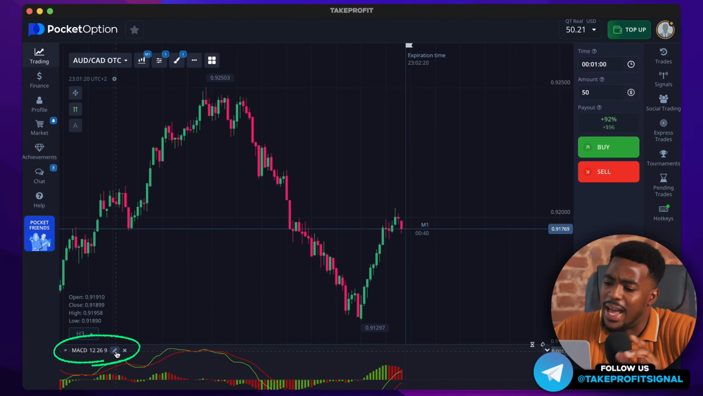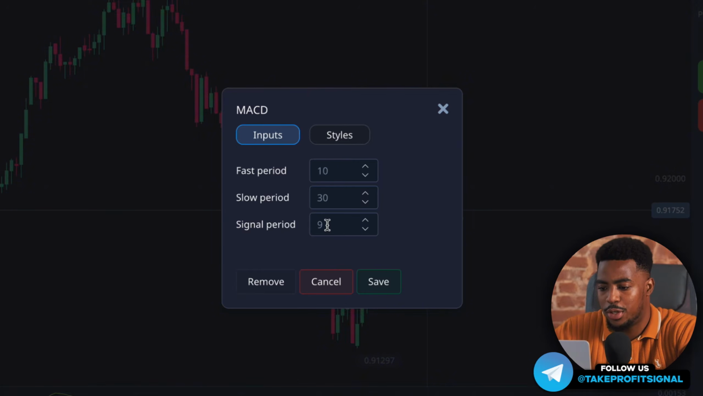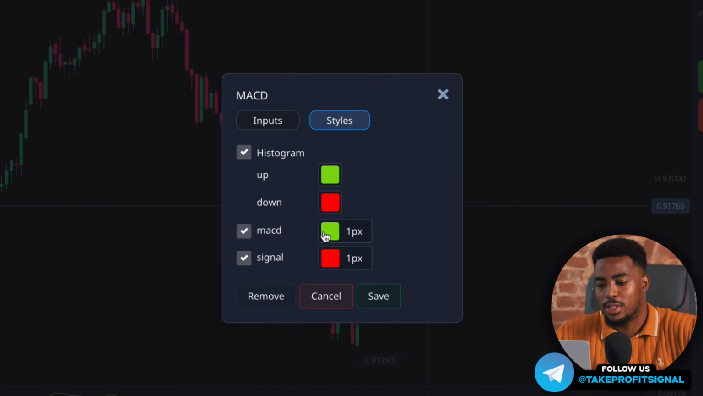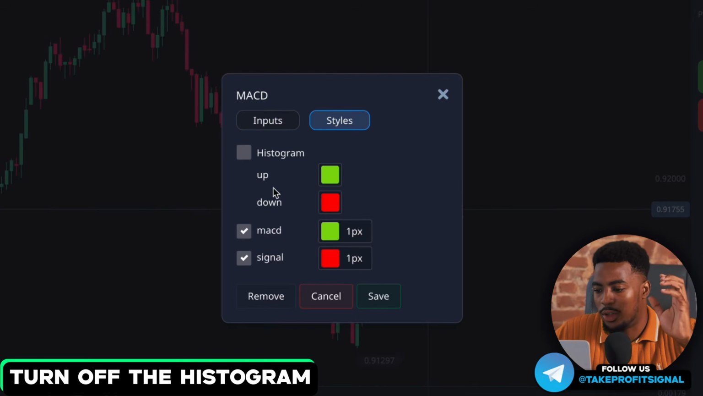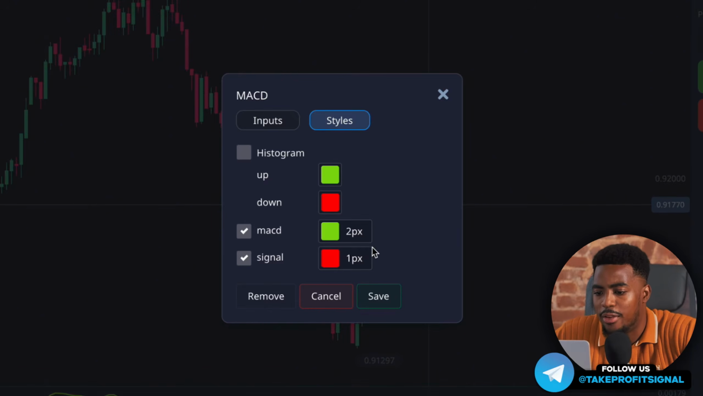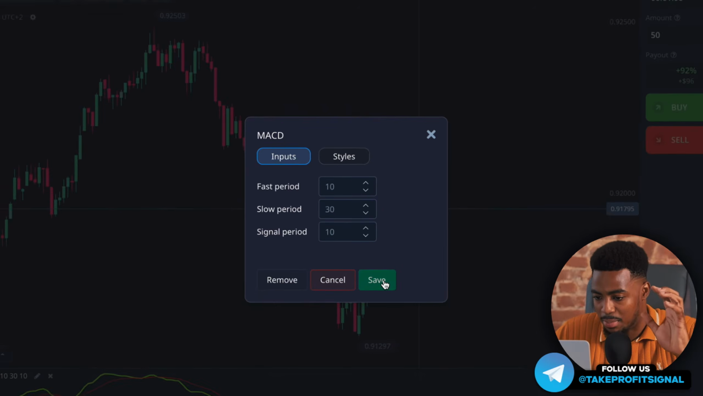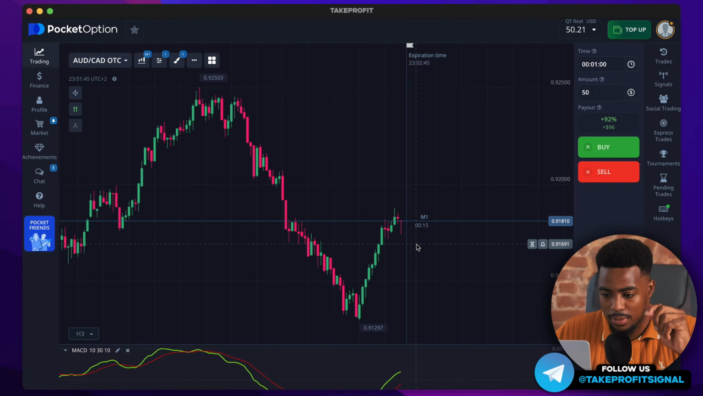I don't know why it happens, but when I use a period of 10 here, a period of 30 here, and also 10 here, the indicator starts to work really accurately. In the styles, we can turn off the histogram and make the MACD line thicker. If you didn't understand any of this, just set the same settings as mine and click the save button.